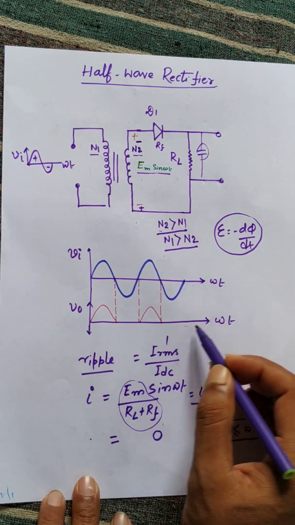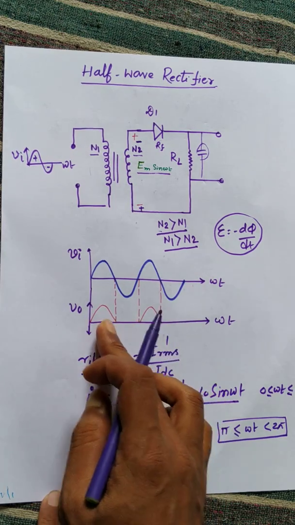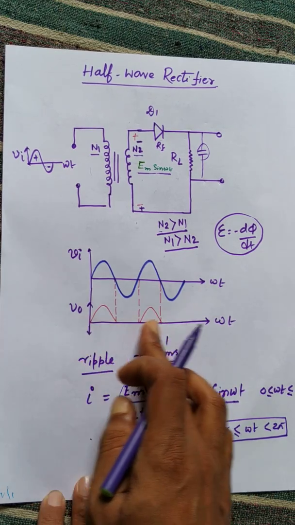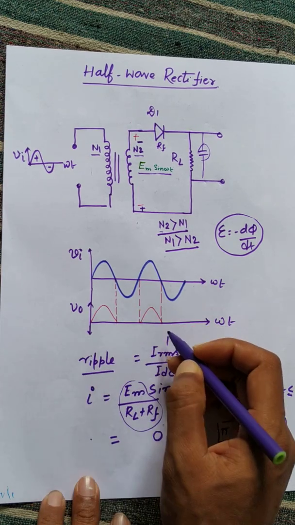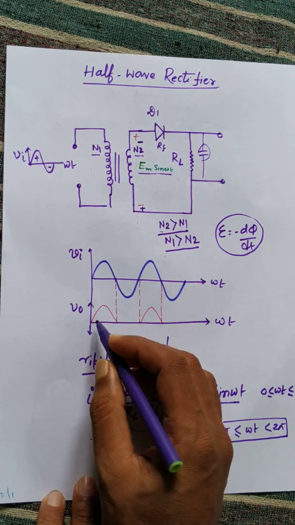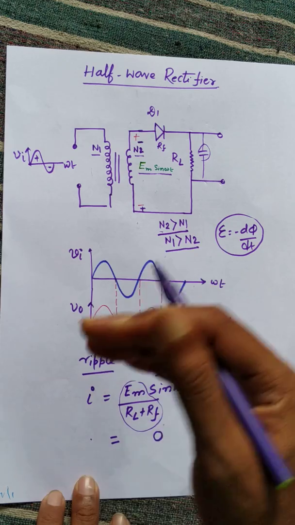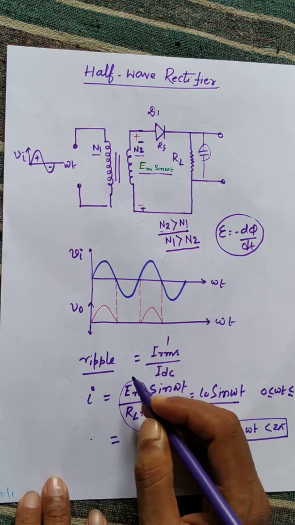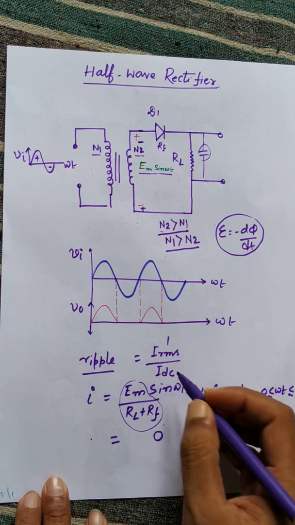Thus the output waveform is unidirectional. The negative peaks are clipped off; we do not get the negative peaks. Thus the output waveform is unidirectional, but the output is pulsating in nature, not constant. That means the output of the rectifier is not pure DC. There is AC also, and the presence of the AC in the rectifier output is called the ripple. Ripple factor is the RMS value of the AC component of the load current to the DC.